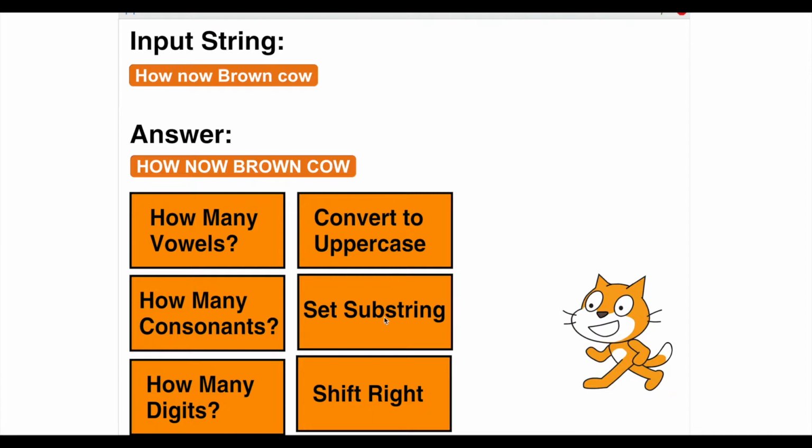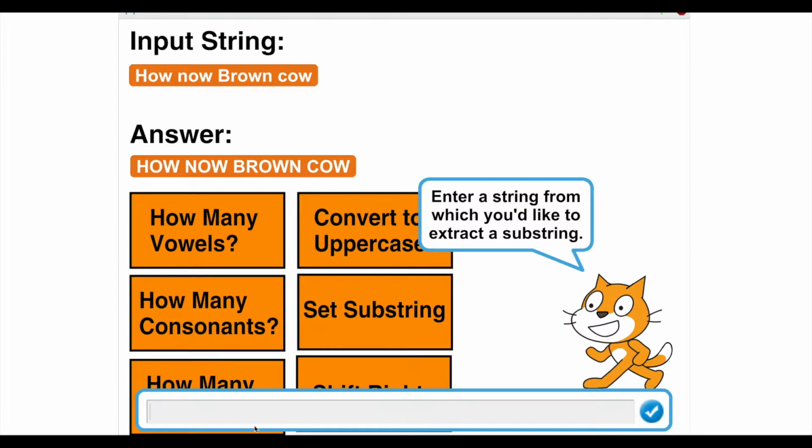Now this set substring function may be something you might want to do. It can be really useful depending on your project. It's going to say, type in your string, and then it's going to ask you for a number, which is called the start index. The index is what letter you are in the phrase. It starts with 1. That's how Scratch works. Let's say I want the word brown to be extracted from here. So I would count 1, 2, 3, 4, 5, 6, 7, 8, 9. So the B is the 9th character.